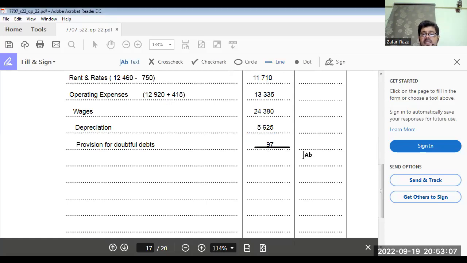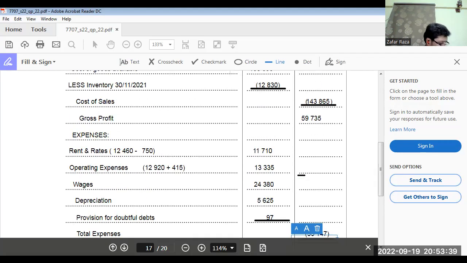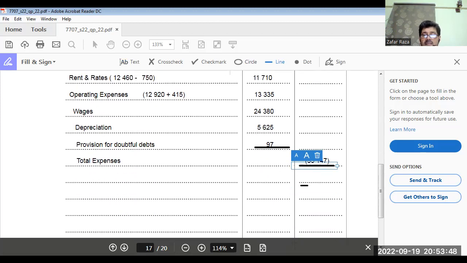So if we add all these expenses, we'll get total expenses, and that is 55,147. Now gross profit minus total expenses. Gross profit was 59,785. So 4,588 is your profit for the year.